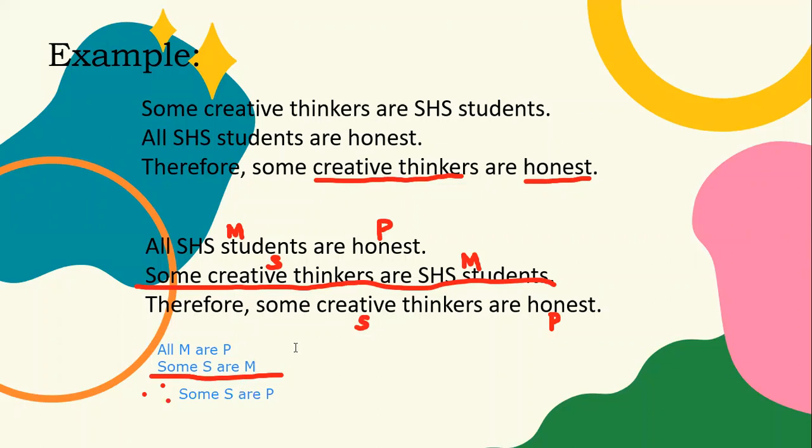Nasusundan mga anak? Okay. Ano yung type of categorical proposition natin? Anong type nitong all M are P? It's universal and affirmative. Diba? Kasi all ang ginamit natin, kaya universal. Pag some, particular, tapos are pa rin, affirmative. And then sa ating conclusion, some ulit, particular, and then affirmative pa rin siya.